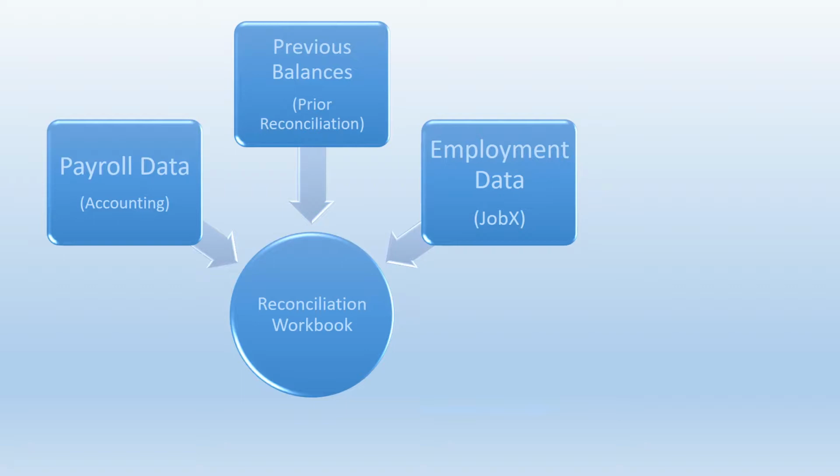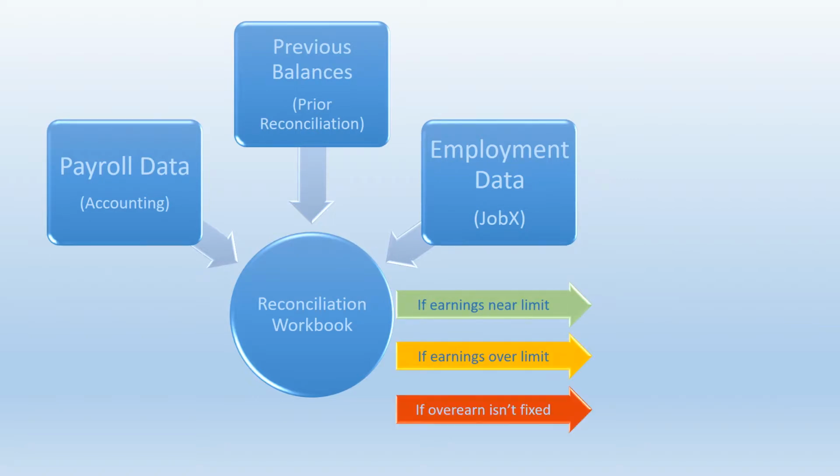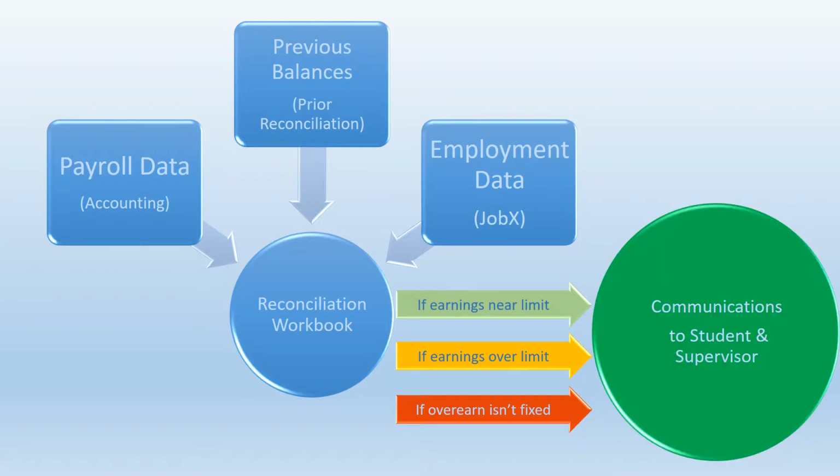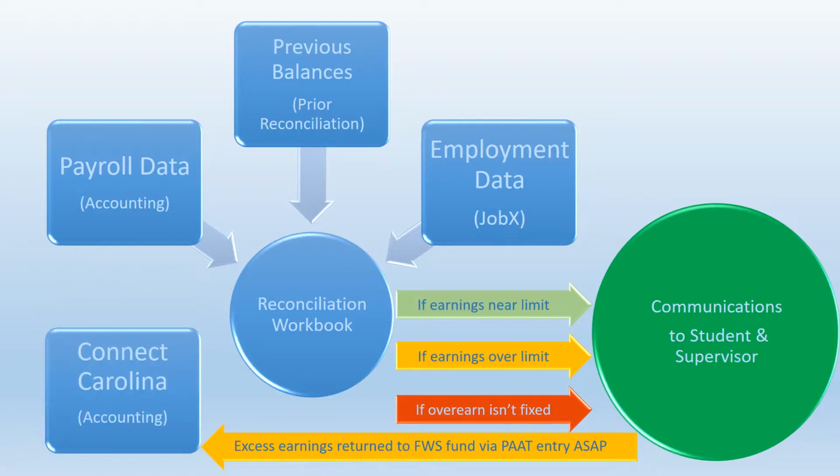Using that, we'll evaluate each student's balance, and if the student is near their limit, over their limit, or has been over their limit in a previous period and isn't fixed, we'll send communications to both you and the student. We then ask that you as the supervisor create a PAT entry with your Human Resources Office or Shared Services Center and return the excess funding back through Connect Carolina to accounting, which will then feed into the next payroll data, resolving the issue and preventing any future problems.